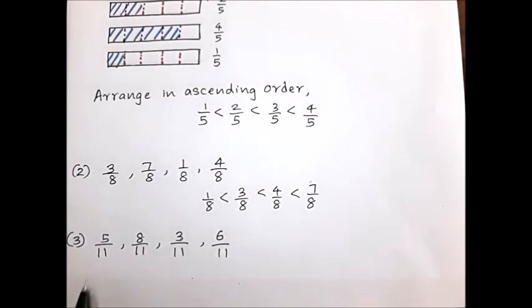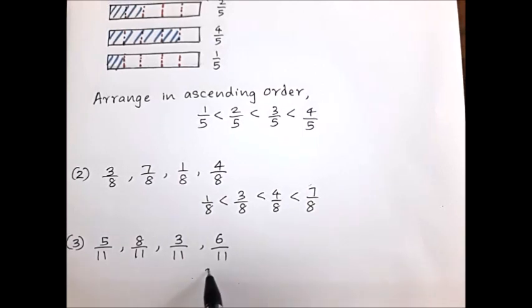Then third example. Here again denominators are the same. It is 11, but different numerators. Now arrange this in ascending order. The smallest one is the smallest numerator. It is 3 over 11. Next one, 5 over 11. Next one, 6 over 11. Largest one is 8 over 11.